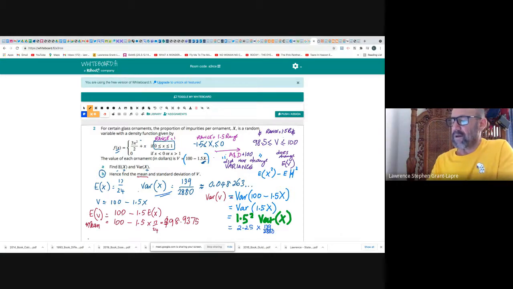All right, so you see we apply the normal rule for V, 100 minus 1.5 times our expected value of x, but for the variance we have to go 1.5 squared times the variance of x, and that is approximately 2.25 times 139 divided by 2880, and we get 0.010859375.